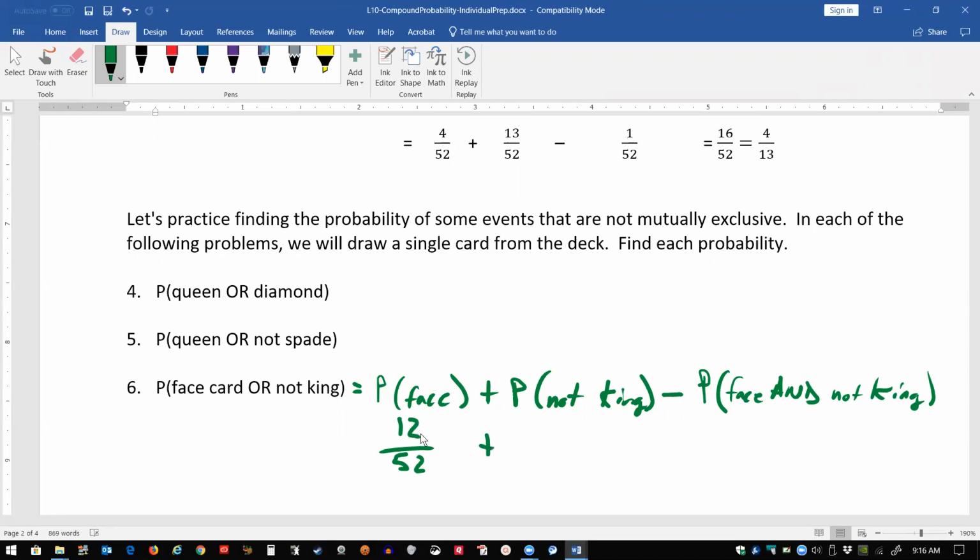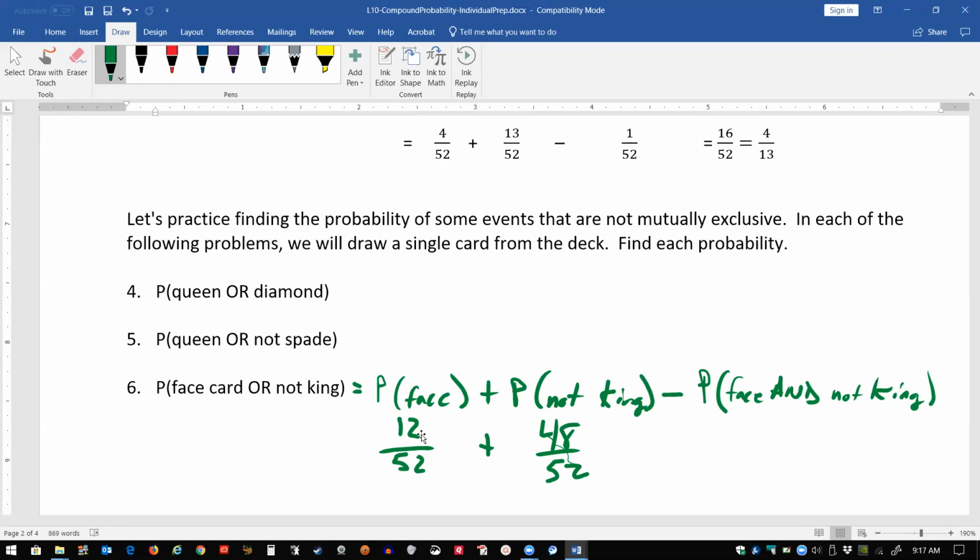What about the probability of not drawing a king? Remember the not, that means we're doing the complement of drawing a king, right? Well, how many kings are there in our deck? Well, there's only 1 per suit, right? So there's 4 kings. So how many cards out of our 52 total are not kings? I'll take those 4 away from the 52. We end up with 48. So we have a probability of 48 out of 52 as being not a king. That makes sense?